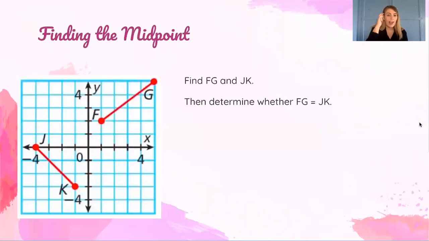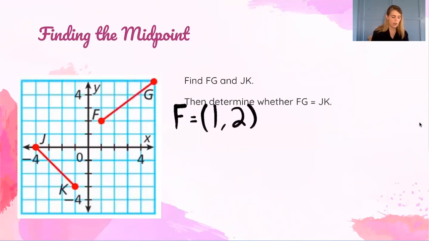The more you do it, it's going to come more natural to you. So here I have two lengths. I want to find the distance of FG and JK. I'm going to start with FG. So I need to start by figuring out what my two points are. I see that F is at 1, 2. So we went over 1, up 2. And I see that G is at 5, 5.